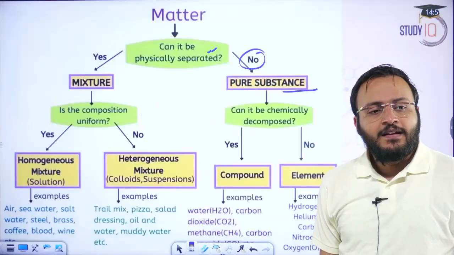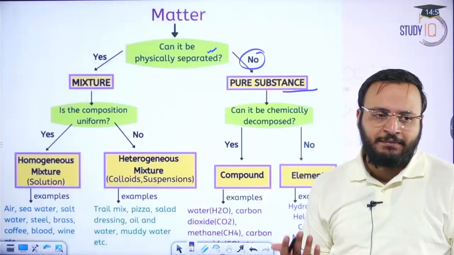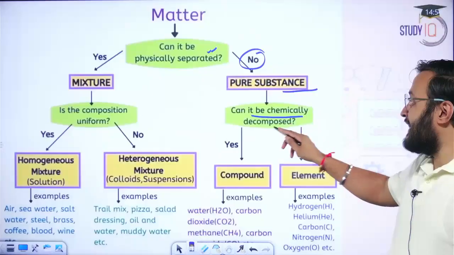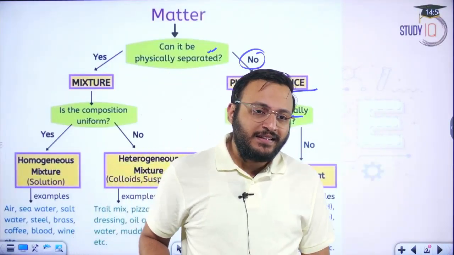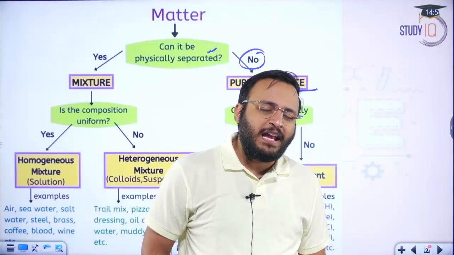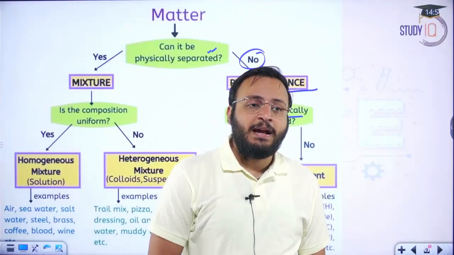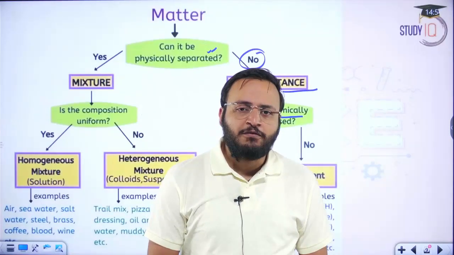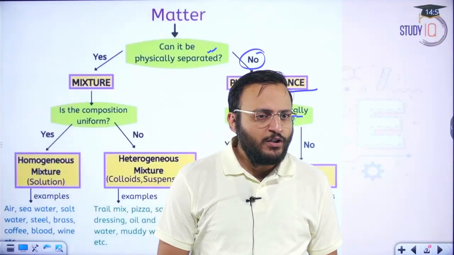Okay, everyone? And even if it is a pure substance, now let us check whether it is an element or a compound. So what do you need to understand? Can it be chemically decomposed? Which means, can you break down this particular matter by chemical methods even further, into simpler forms of matter by a chemical process? Right, you can do that, no?